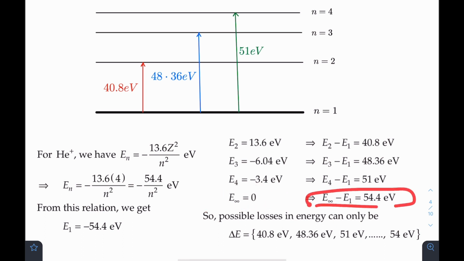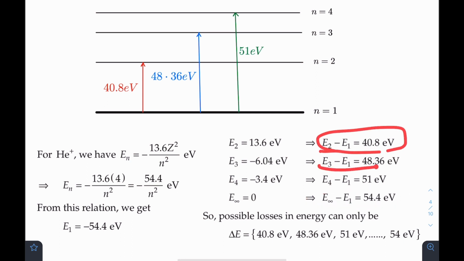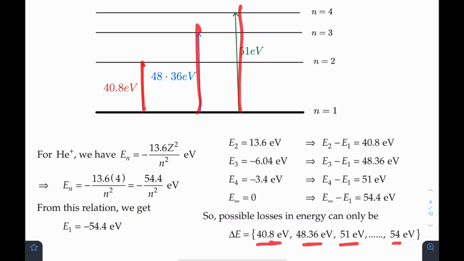So 1 to infinity, this is the ionization energy here, and energy difference between 1 and 2, 1 and 3, 1 and 4, and like this we are writing. So possible losses in energy can only be these energy gaps which are present here for the collision.